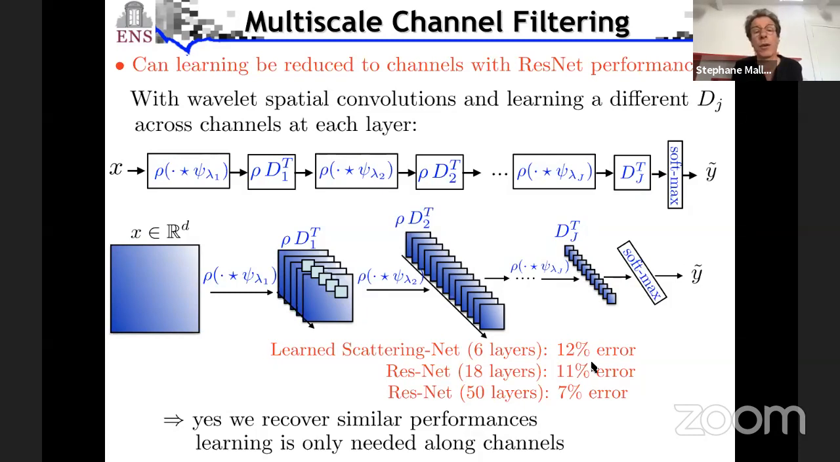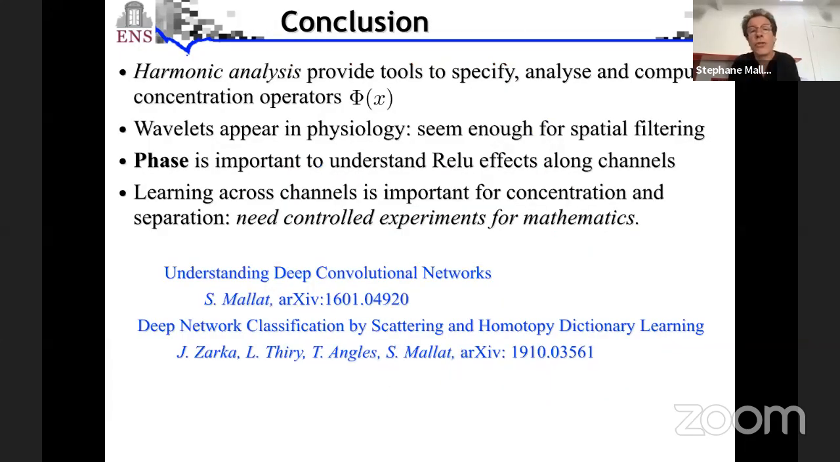One element that comes out is that phase is very important. So let me conclude on that. First thing, it is possible to a priori have good ideas about these concentration operators, in other words these transformations that are done by these networks, and their harmonic analysis is helping a lot because you have translation, you have the Fourier transform coming in, scale separations, and so on. Wavelets also appear in neurophysiology. They seem to be enough for spatial filtering, so that's at least one stable point to look at these things.